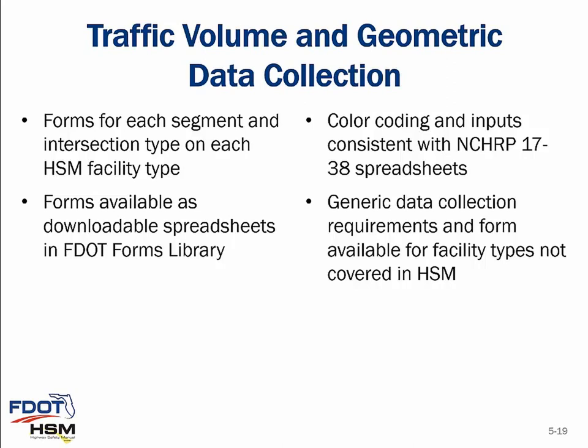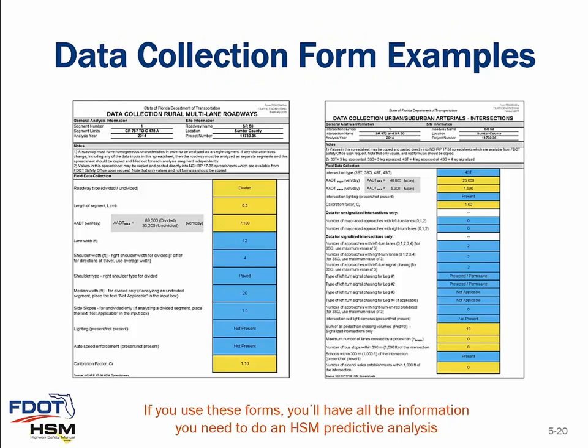And then there are also generic data collection requirements and forms available for facility types not covered in the Highway Safety Manual. So if you look at these examples, please note the similarity of these forms to the 1738 spreadsheets. These forms are intended to make data collection as easy as possible. And if you use these forms and you follow these forms, you should have all the information. In fact, you will have all the information you need to do an HSM analysis.